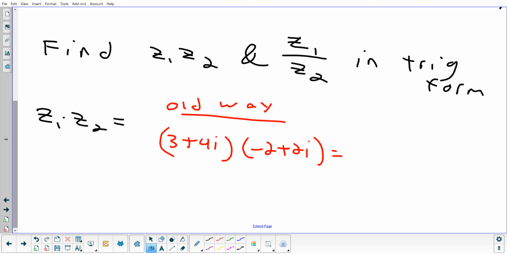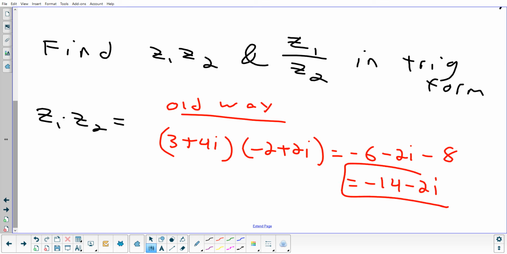All right, so let's FOIL it out. 3 times negative 2 gives me negative 6. 3 times 2i is 6i, minus 8i, negative 2i. Then 4i times 2i is 8i squared, but i squared is negative 1, so that's negative 8. And what's negative 6 minus 8? Negative 14 minus 2i. Okay, so that's how we do it the old way.